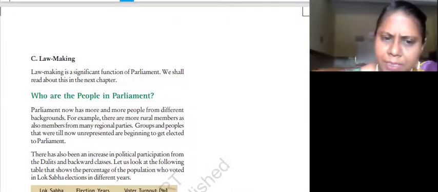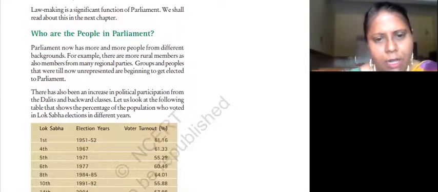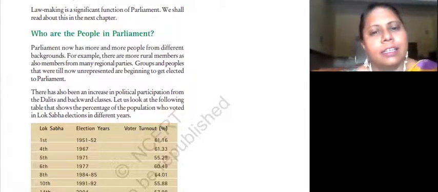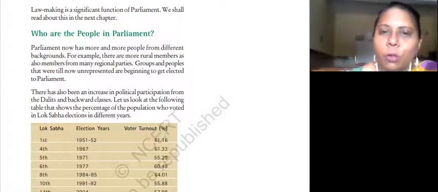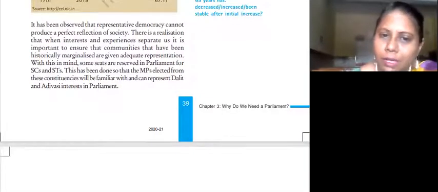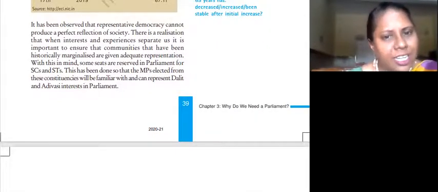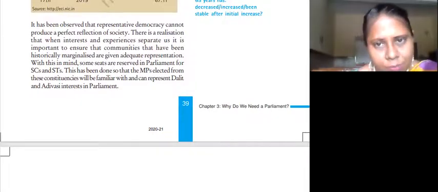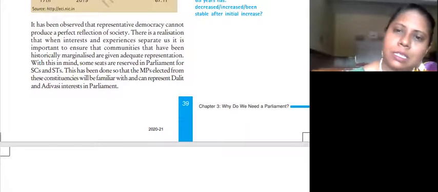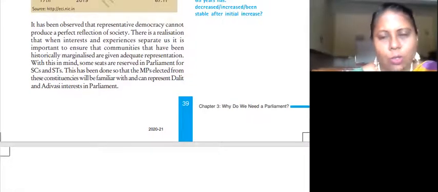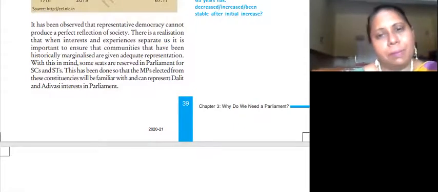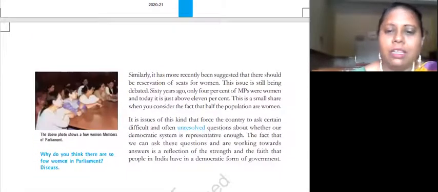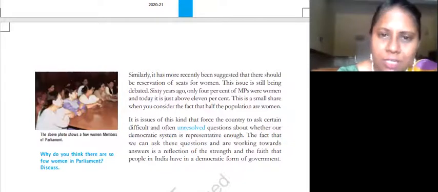Now, who are the people in parliament? People in parliament are from various, diverse backgrounds, because it involves all the groups and all the people. Now, the interest and experience of all the people are counted in the elections. Even the marginalized groups, the women, the backward classes, all are given a chance to participate in the elections and be a part of the great Indian democracy. As a result, today even women are a part of this government.